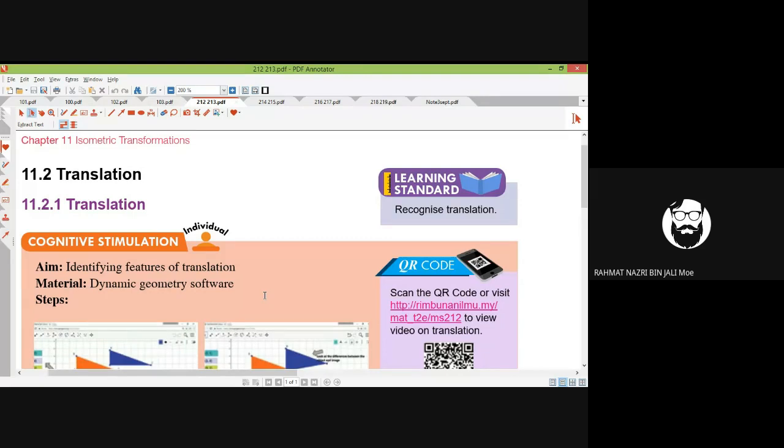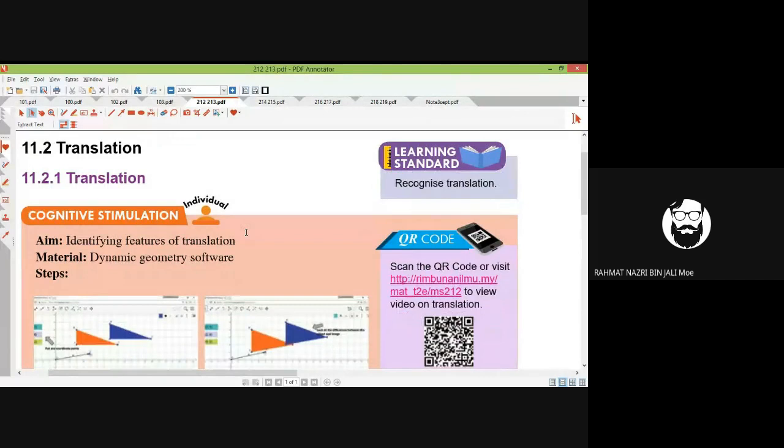And don't forget your final assessment on the 22nd of October. So early October, maybe we go back to school, and then the last week in October we have a final test, final assessment. So today we're gonna discuss translation.